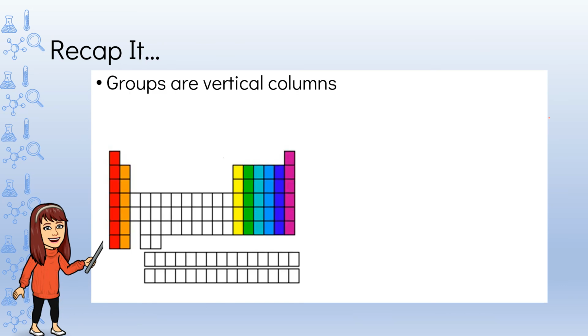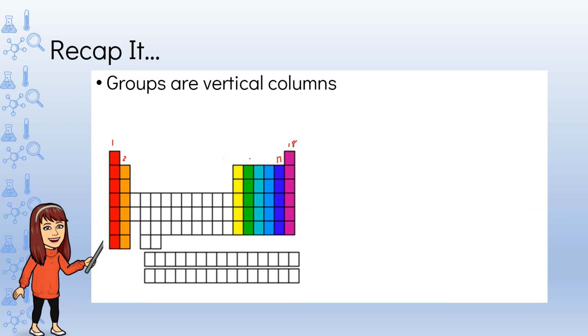All right, let's recap, my friends. So groups are vertical columns, right? They go up and down. Over here, we have the red, which is group 1. That's your alkali metals. Group 2 is your alkaline earth metals. Group number 17 over here is your halogens, and group number 18 is your noble gases.